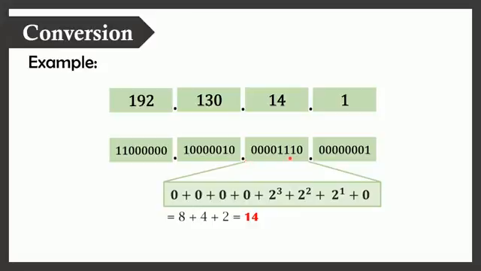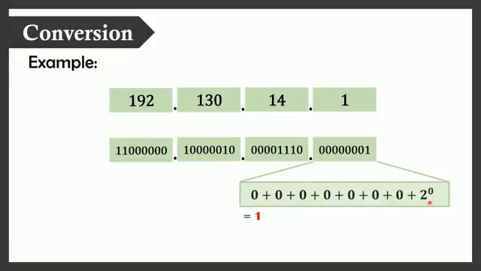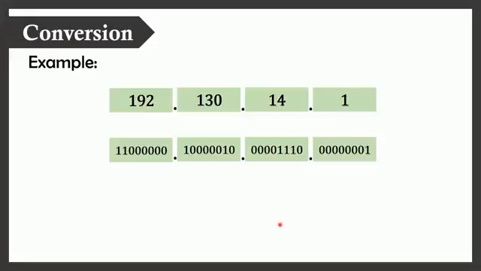Now the third octet, we have 3 bits 1 and the rest of the bits are 0. So the associated numbers are 8, 4 and 2. When we calculate it, it gives 14. The last octet has only one bit set to value 1 and it generates 2 raised to 0. So we get 1 as a total. So that's how the binary form of an IP address is converted into decimal form.